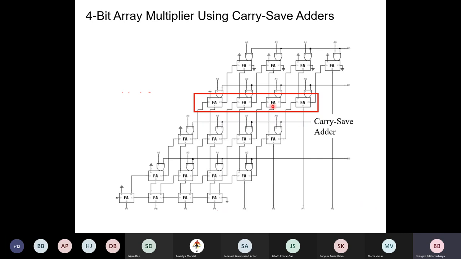So what will be the cost of this kind of architecture? You have two n-bit numbers. How many AND gates do we need?